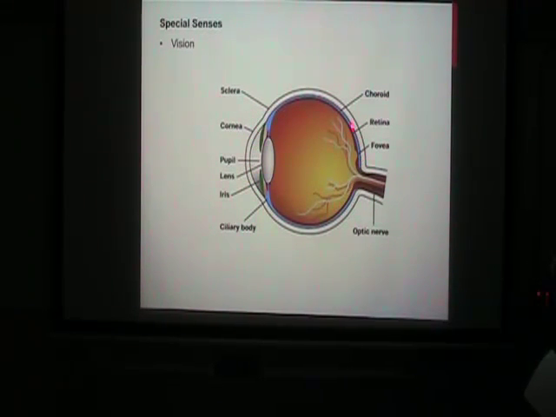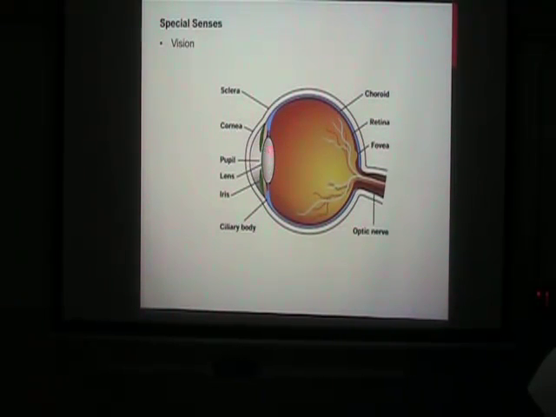Next layer, the choroid layer, or the vascular layer, also known as uvea. It contains the choroid, that's the blue part here. Also contains the iris. And the iris is what gives the pigment to the eye and the shape of the eye. And then the ciliary body right here is what helps to focus the lens.